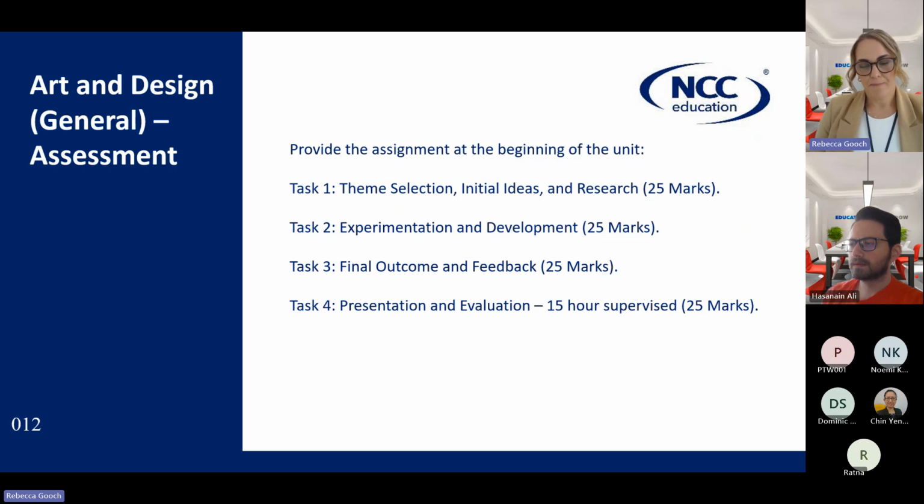In terms of assessment, it is really important to provide the assignments at the beginning of the unit, so students are fully aware what is expected on the assignment. Obviously not the mark scheme, that is something that you will be using as tutors at the end of the evaluation. But as you go through, you can provide formative feedback for your students as they work through the task as well. So task 1 is about theme selection, initial ideas and research.